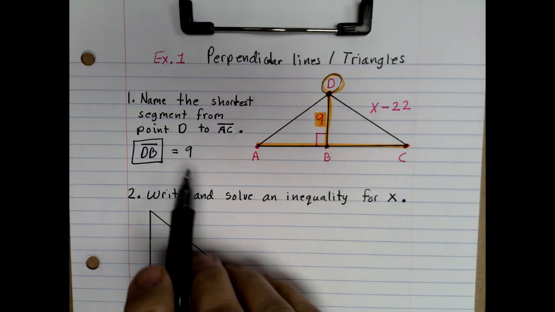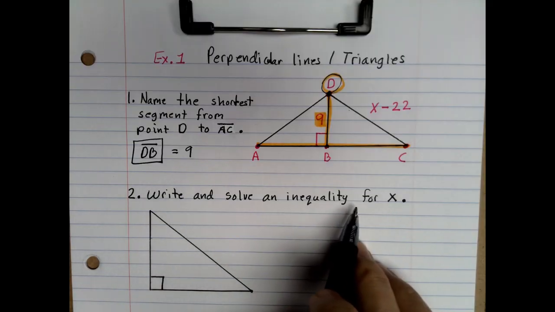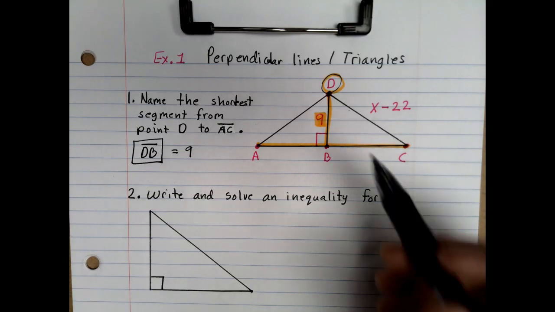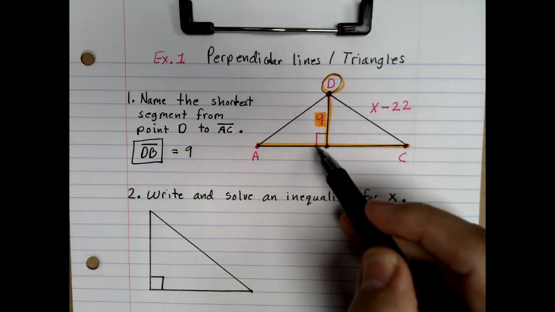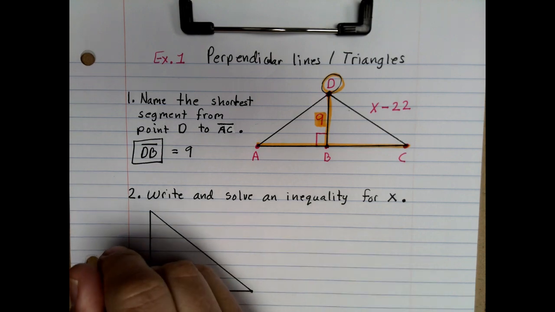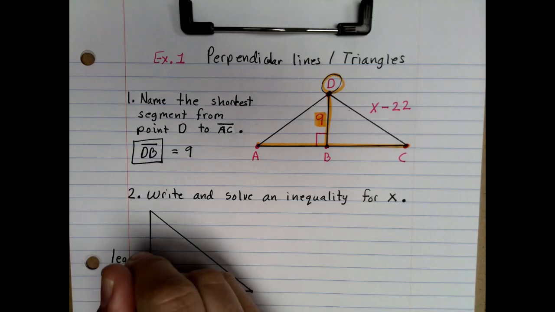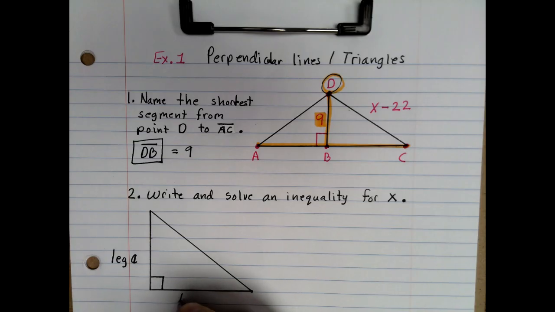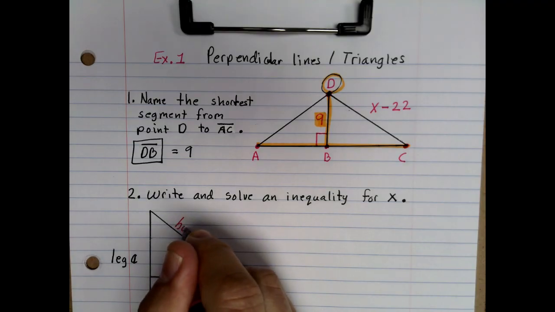Now, the second question, it says write and solve an inequality for x. So looking at this, right, we want to think about this does create a right triangle because we have this right angle here. And I want you to remember something that you learned a while back, 8th grade math, that over here on this triangle, we call this leg A. And on the bottom, we call that leg B. Now, they're the legs because they touch the right angle. And they are the two shorter sides of any right triangle. Now, opposite of this right angle is our longest side of the triangle. And we call that the hypotenuse.